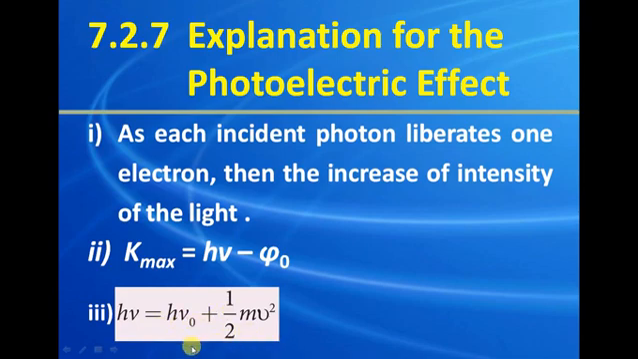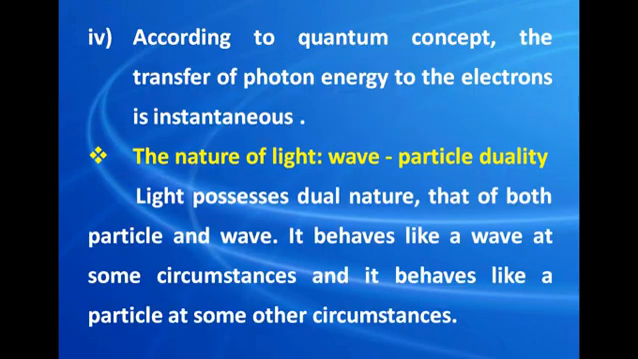So from the equation, there must be a minimum energy for the incident photon to liberate the electron from the metal surface, below which the emission of electrons is not possible. Correspondingly, there is a minimum frequency, called the threshold frequency, below which there is no photoelectric emission. According to the quantum concept, the transfer of photon energy to the electron is instantaneous. There is no time lag between the incidence of radiation and the ejection of the electron from the metal surface.